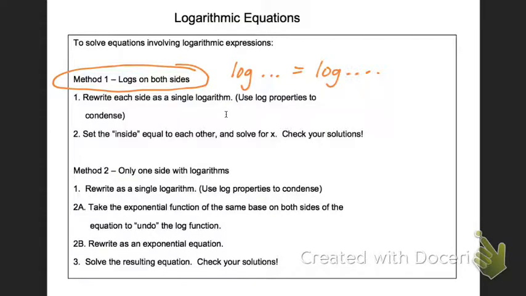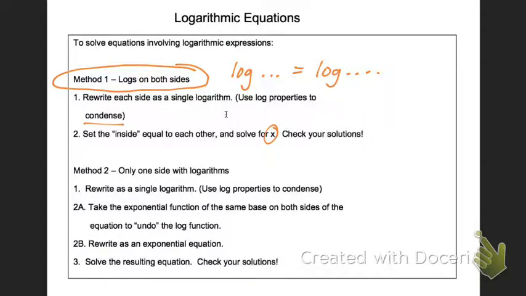You need to rewrite each side as a single logarithm, so that means you're going to need to condense. If you see several logs on the left, you'll need to condense it into one. If you see several logs on the right, you'll need to condense it into one. Then you set the inside equal to each other and solve for x. That could require factoring, could require the quadratic equation, or it could be as simple as just solving for x like a linear equation. Really easy. So you'll see all different types.